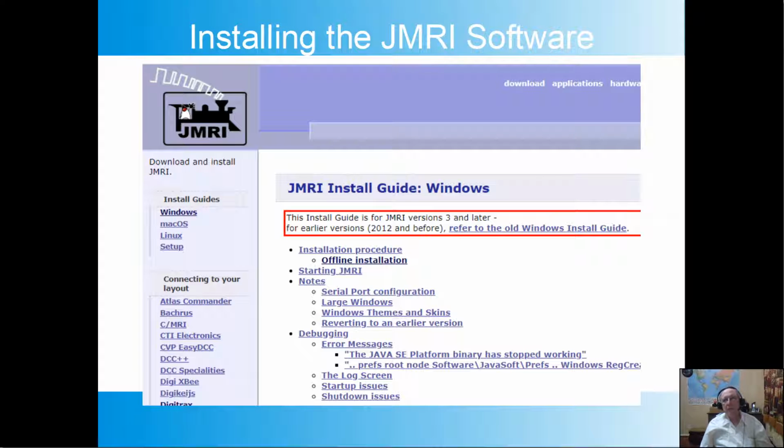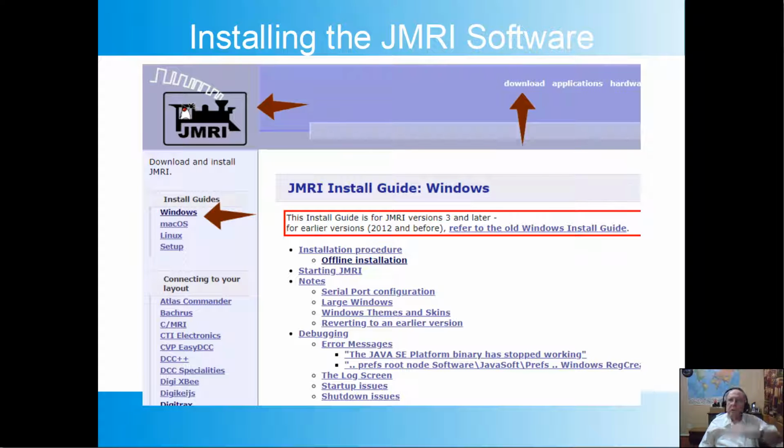That brings us now to installing the JMRI software itself. So let's go back to the JMRI website screen. Back to the main page. Up on the menu, we can select download. Once we select download, the sidebar updates and says download and install JMRI. And it says install guides. For us, we're going to pick the Windows install. And here we get the instructions, the how-tos of how to install it on Windows.